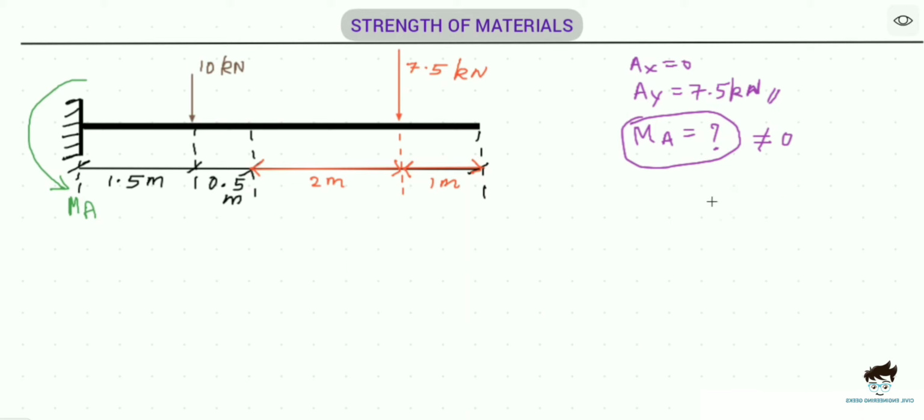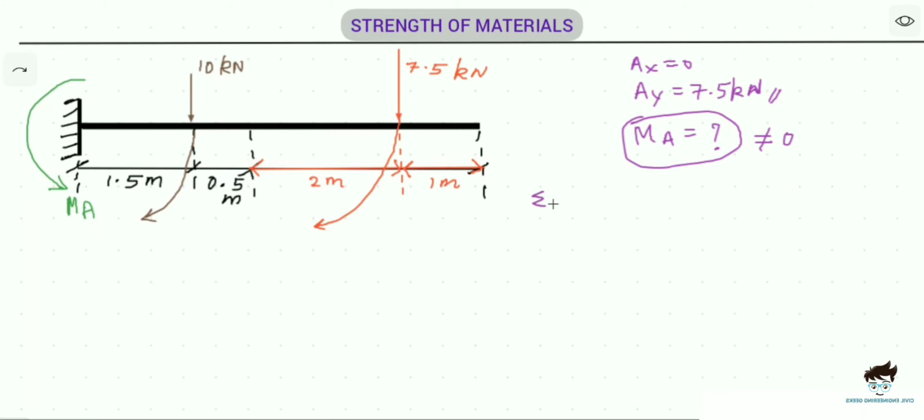We know that the moment is not 0. But what we do know is the support A is going to produce the same moment which it is going to receive, right? Because it is also a reaction. So we can write the equation as summation of moments about A equal to 0. But we know that moment about A is not 0. So we are also going to add moment A in the equation.